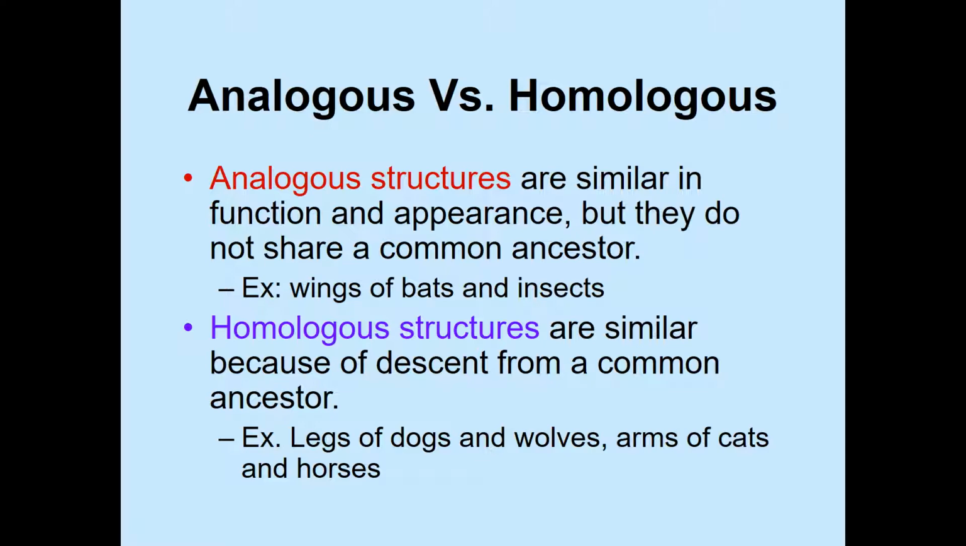Now, homologous structures have a common ancestor. They're much more closely related. Homologous structures would be like the legs of dogs and wolves. They're very close in taxonomy. And then the arms of cats and horses. Cats and horses, believe it or not, are both mammals, and they have a similar ancestor. Homologous structures have a common ancestor. Analogous structures do not. Analogous structures just means that these animals move the same way and have similar appearances.